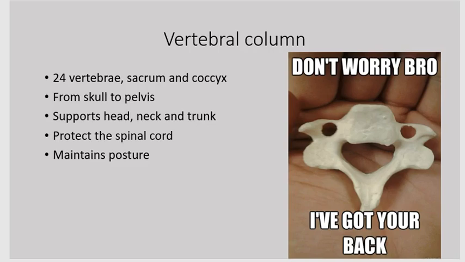The next thing is the vertebral column. You have 24 vertebrae, including a sacrum and a coccyx. It goes from your skull all the way down to your pelvis, helps to support your head, your neck, and basically everything above your pelvis. It also protects the spinal cord and maintains your posture with your spinal curvatures.